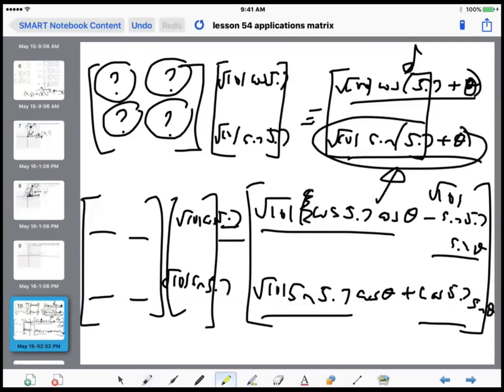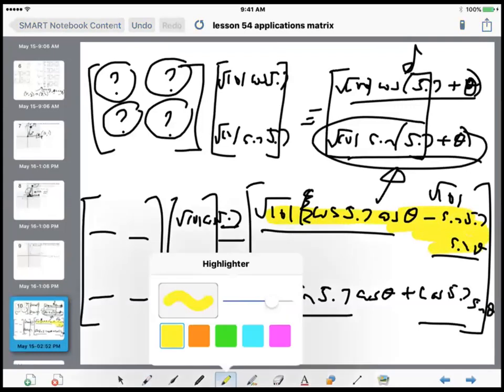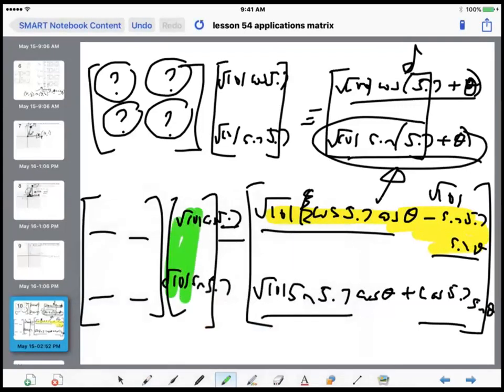Maybe we should start with just how can we get this to happen? Those are the things that get combined. So how's that going to happen?